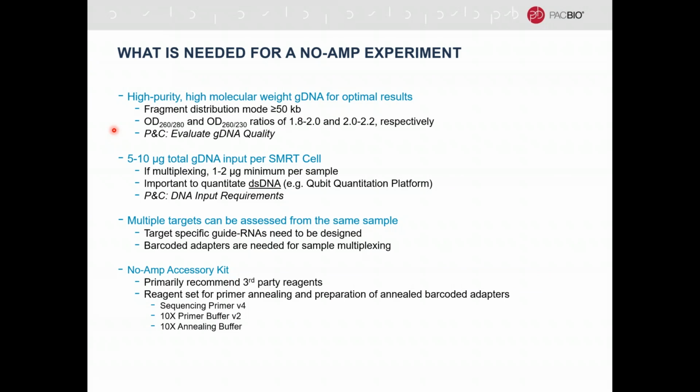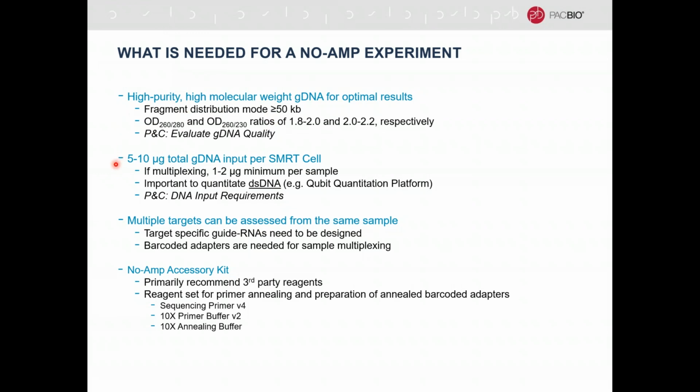talk about high quality, high molecular weight genomic DNA, and really what that means is to be able to achieve the 1 or 2 micrograms per sample. We really like to see that the distribution, the mode of that distribution, being greater than 50 kb. And we've worked with multiple partners of ours to validate genomic extraction techniques. If you're unfamiliar with those, we can reach out to tech support.